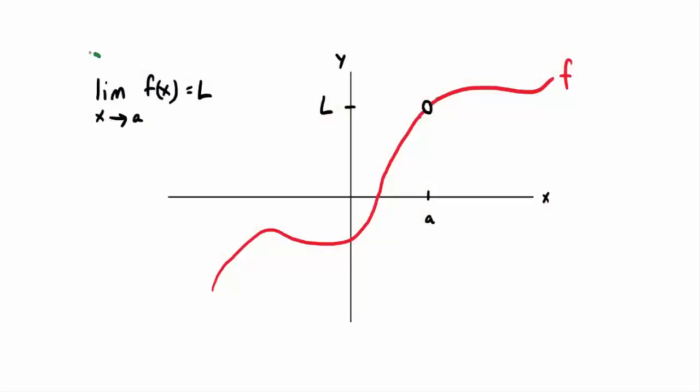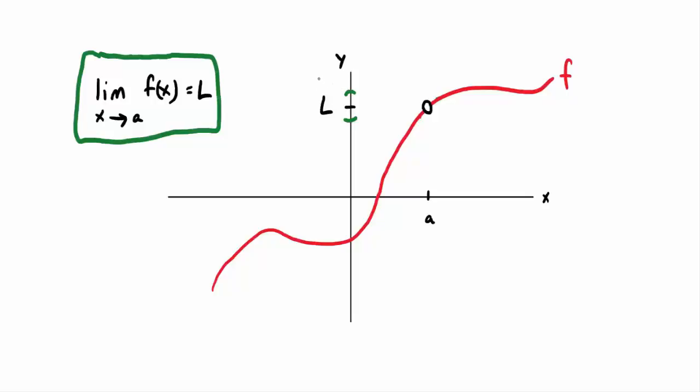Let's see if we can make the definition of the limit of f of x as x approaches a equals L a little bit more precise. To do that, let's start with an interval of values around L. Let's say that L is at the center of this interval, and the distance from the center, L, to the upper bound or the lower bound on that interval is epsilon.